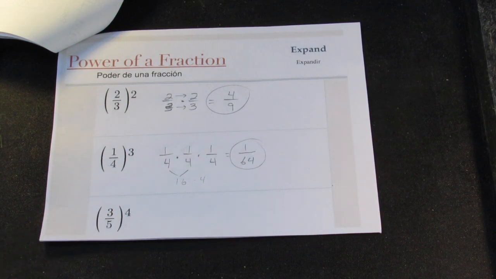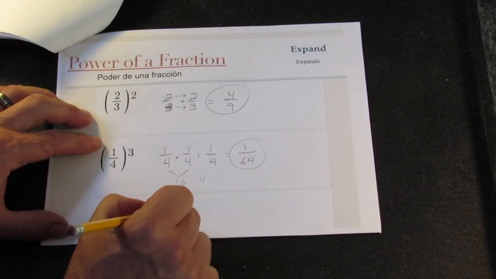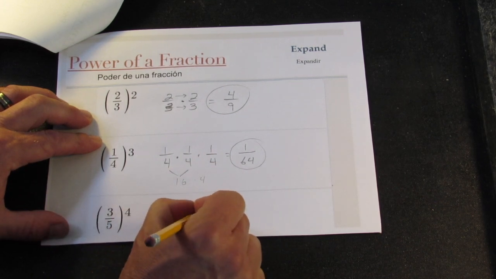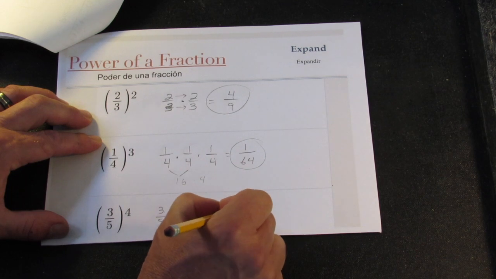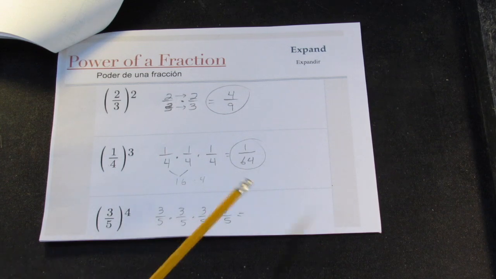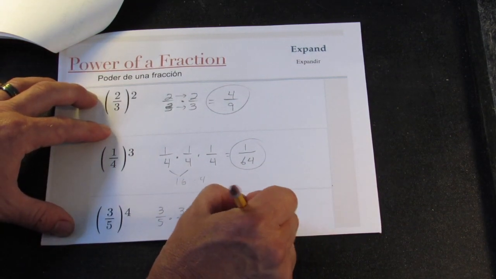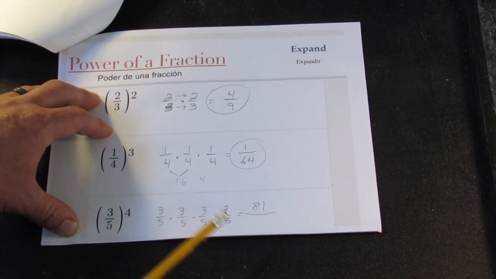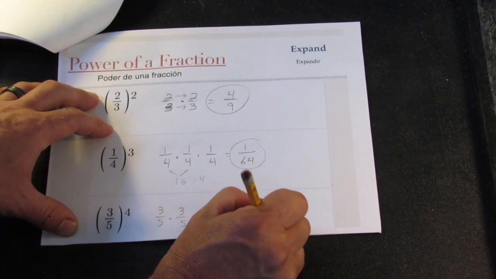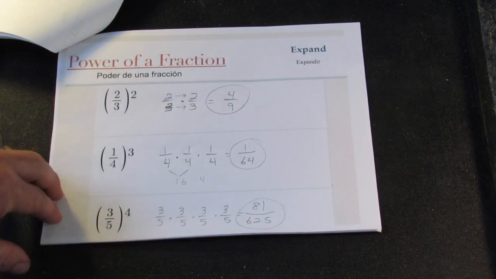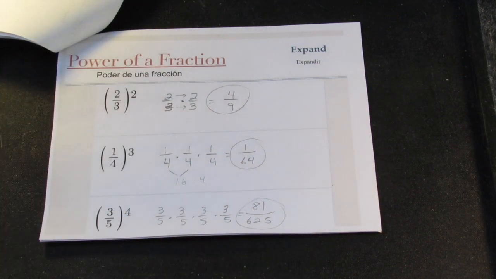And this one I might have to do a little bit of math on. I'm going to do 3/5 to the 4th power, expand it out. It'll look like this. And hopefully my brain's working well this morning. 3 times 3 is 9, times 3 is 27, times 3 is 81. And 5 times 5 is 25, times 5 is 125, times 5 is 625. You can double check me with a calculator if you want, but I'm pretty sure that's right. So this expanding strategy works really great for the power of a fraction.